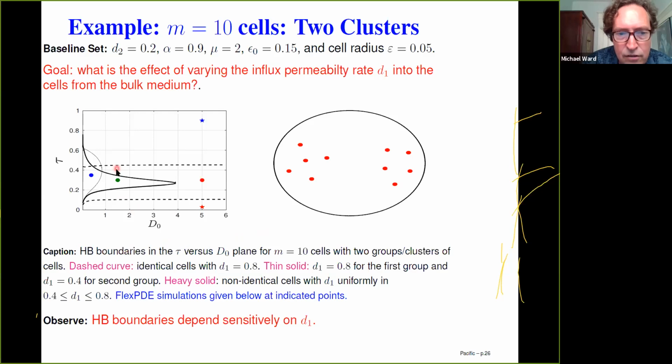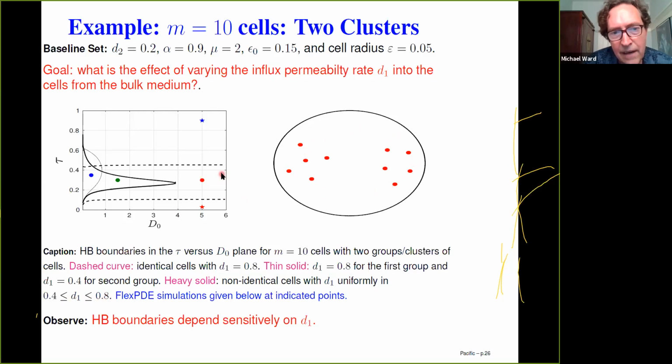So in this figure, there are 3 different curves. One, the dashed curve, this guy, is where you have identical cells. The thin solid curve, which is this guy, which doesn't exist for large D, is where D1 is equal to 0.8 for this group and D1 is equal to 0.4 for the second group. The heavy solid curve, this guy with a now sharp nose, is where you have non-identical cells with D1 uniformly distributed on 0.4 to 0.8 for all these cells.